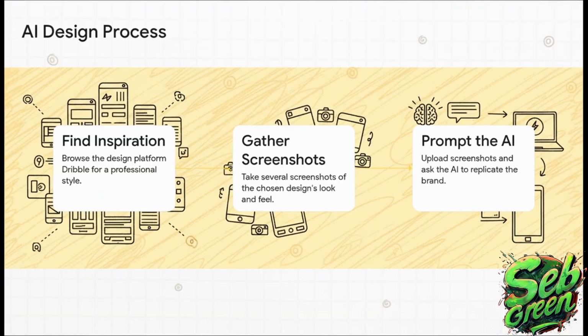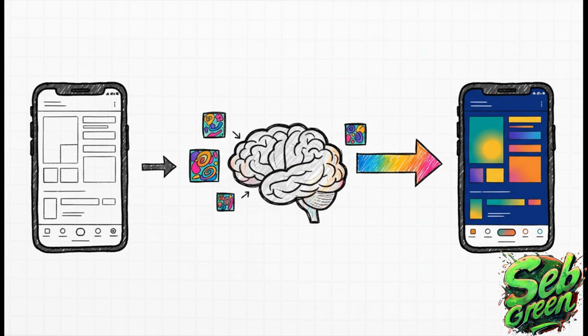He didn't try to describe the design he wanted. Instead, he went to a design inspiration site called Dribbble, found a style he absolutely loved, and just took a bunch of screenshots. Then he uploaded those images and told the AI, hey, make my app look like this. And the result was just wow. The AI literally extracted the entire design system from those images, the colors, the fonts, the spacing, even little animations, and applied it across the entire app.